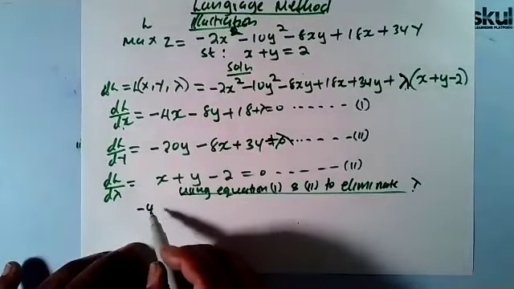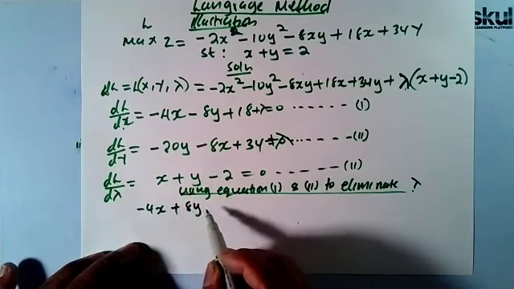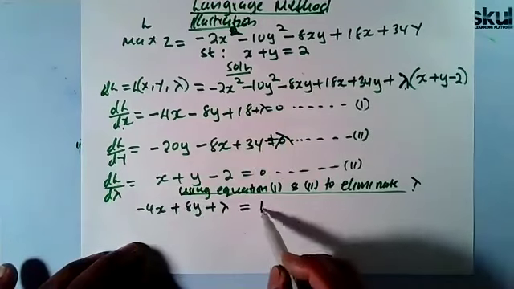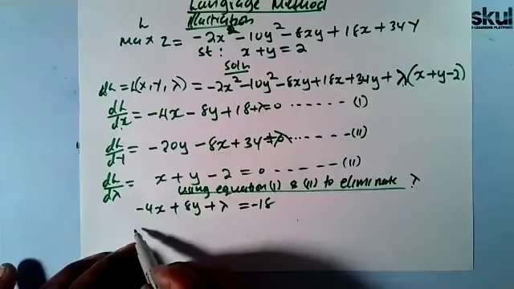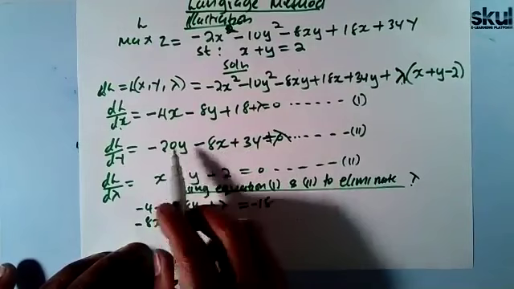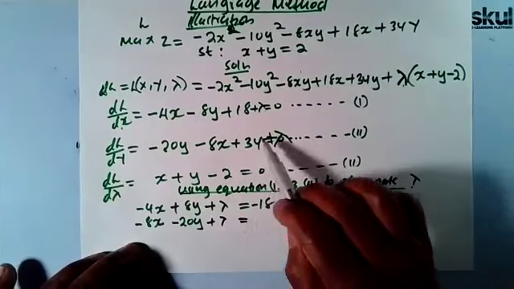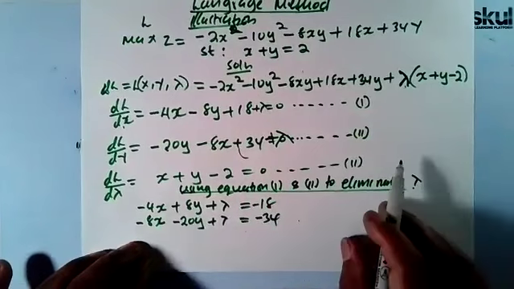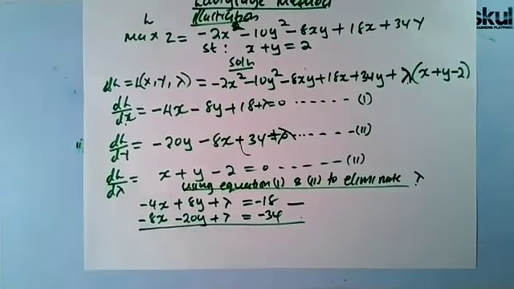So like this one it will be minus 4x plus 8y, you can call it plus lambda. 18 take the other side, is equals to minus 18. Then equation 2 is this one, let's start with x. So it will be minus 8x minus 20y, there is lambda there, plus lambda is equals to 34, take to the other side, is equals to negative 34. Then I think you can minus or you can add. We are eliminating lambda, we minus. If you minus on that, what will you get?